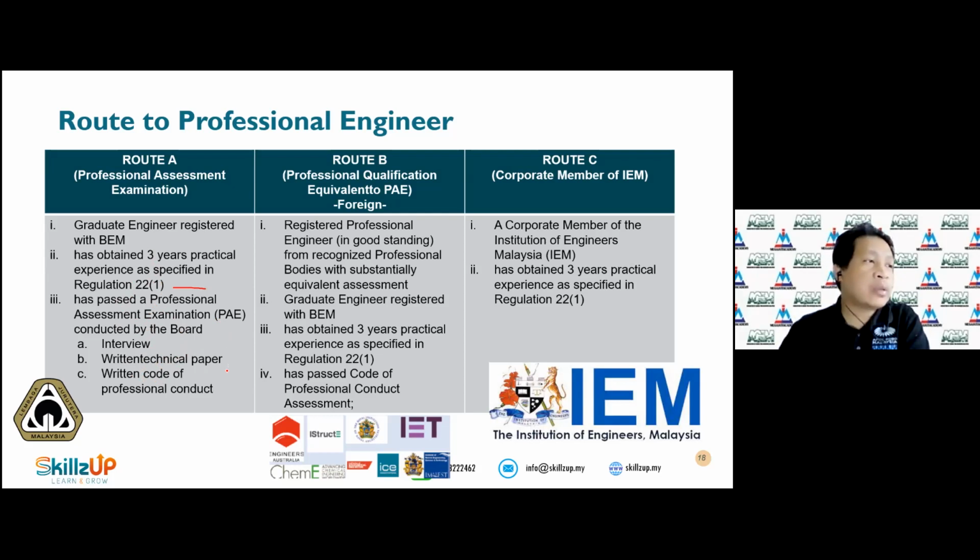Then the next step, basically you need to apply to be upgraded or elevated to become a professional engineer. It's not that you apply once and it's complete. You need to apply for the professional assessment examination first. Then after that you go for registration to become a professional.